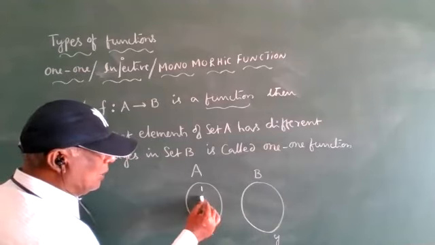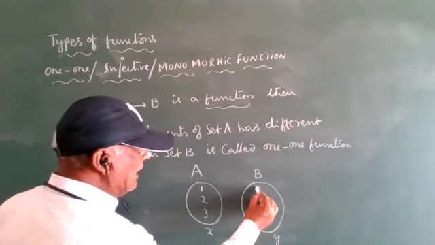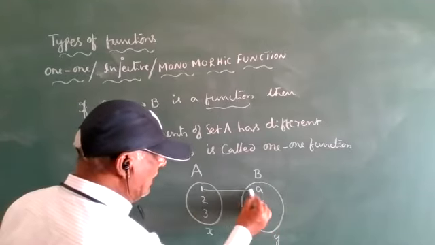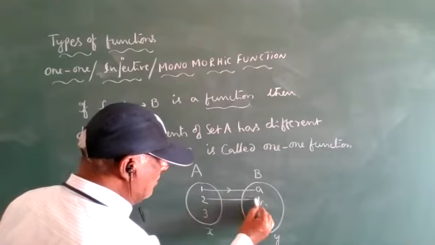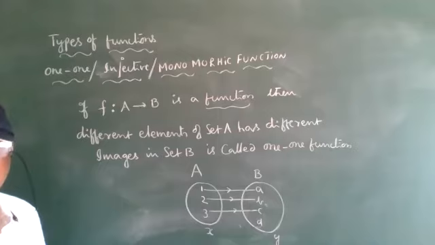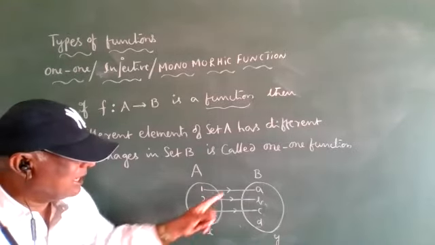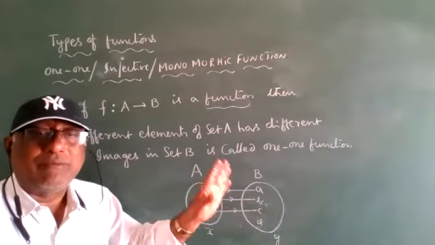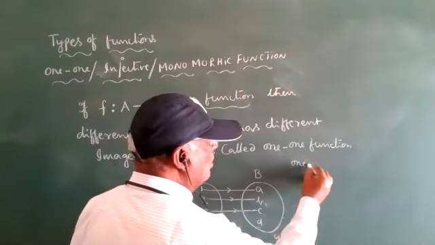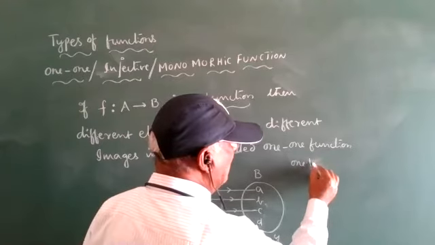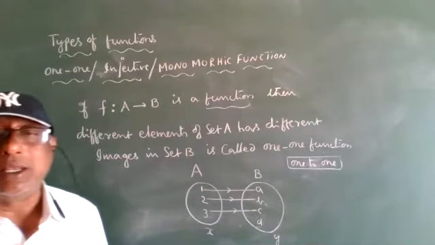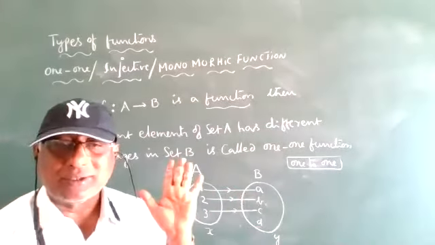I will take 1, 2, 3. Here is the A, B, C, D. So 1 has image A, 2 has image B, and 3 has image C. It is a 1-1 function. Different elements have different images, 1 to 1. One element has one image. This is called 1-1 function.